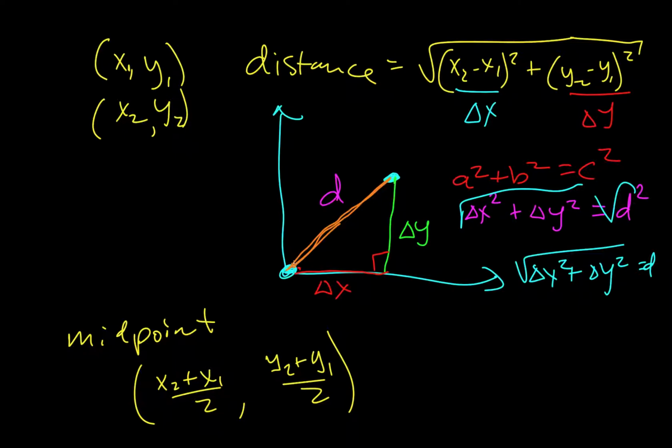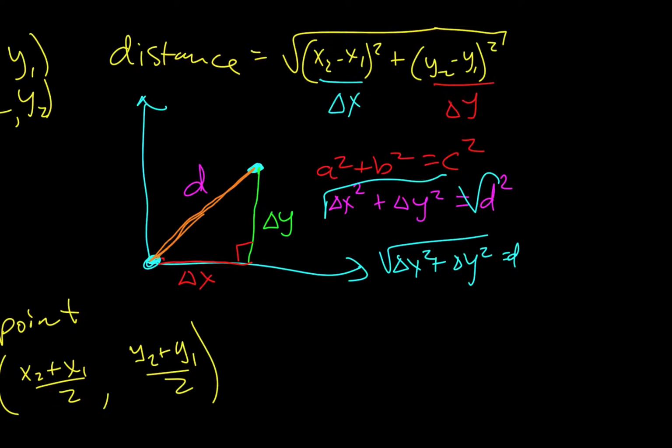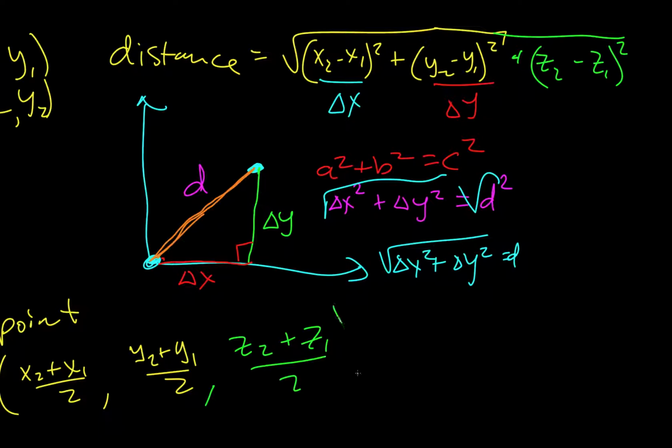Now, if we're going to 3 dimensions, all we have to do is add on the z. It's going to follow the same pattern. So for 3 dimensions, we just extend distance like that. For midpoint, we just get rid of this, do an ordered triple, but we're still taking the average. So we're just going to tack on z2 plus z1 over 2.